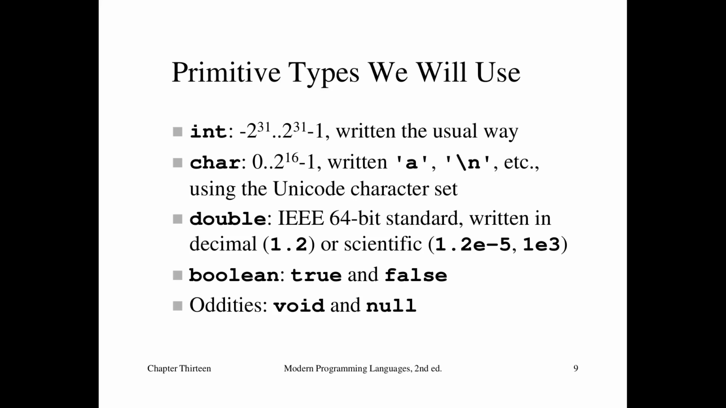Now, we note that missing things here are long. Long is a 64-bit integer value, and float, which is a 32-bit IEEE standard floating point decimal value. Boolean is the true-false value, and then we have these other two kinds that are their own types, which are void, which tells us that a method returns nothing, and then we have null, which is the null object. It's an object type, but means the object refers to nothing.